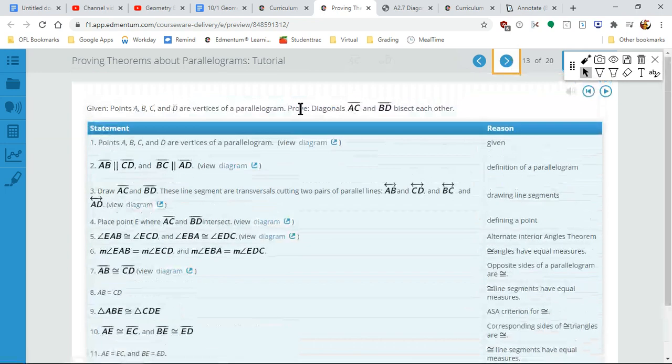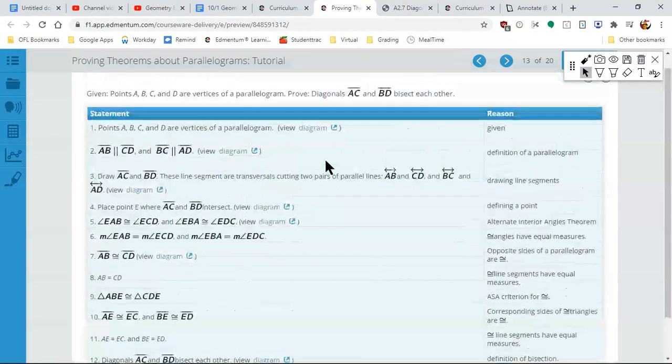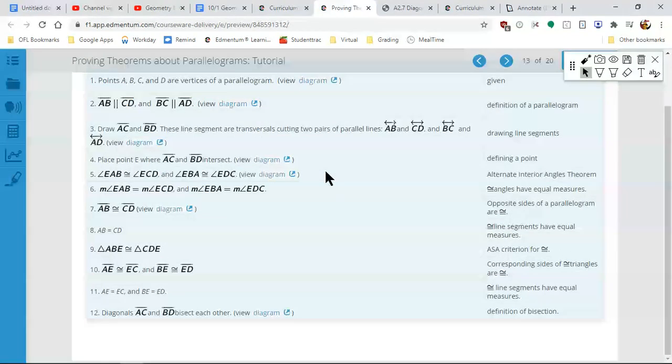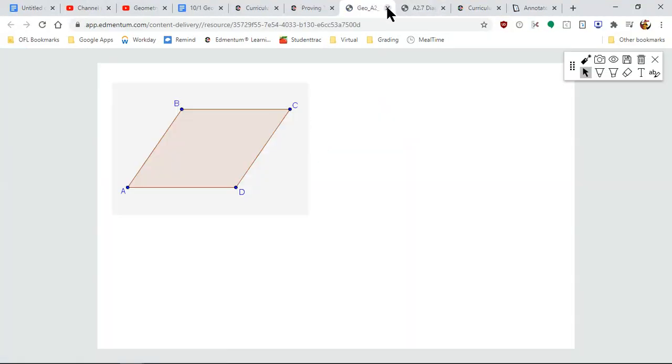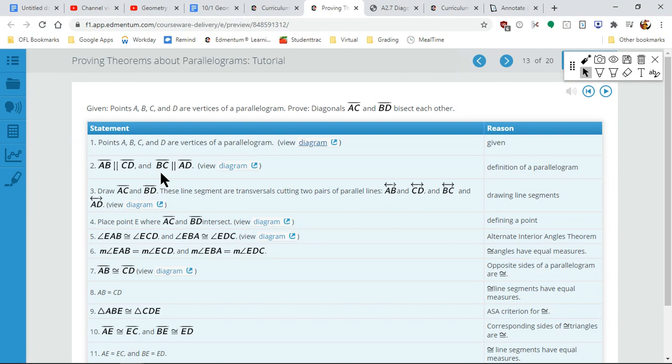What are we proving now? We're going to prove that diagonals bisect each other. I think I kind of went over this already. I thought we did this. I must have just explained it. But basically, what they're doing is, oh, that's terrible, it opens another one. So they take this parallelogram.